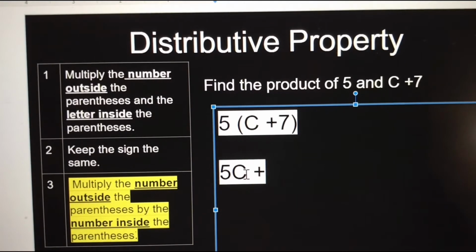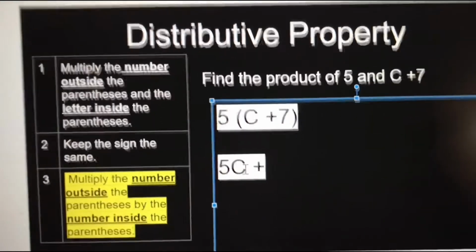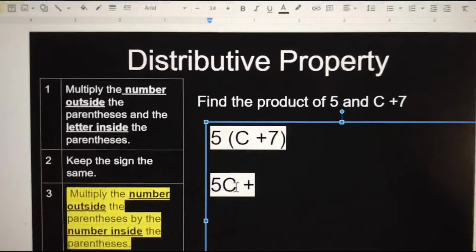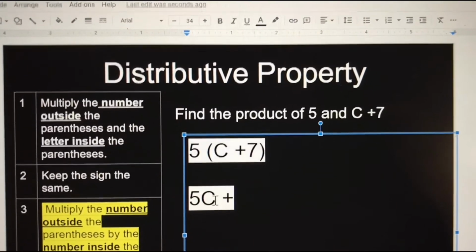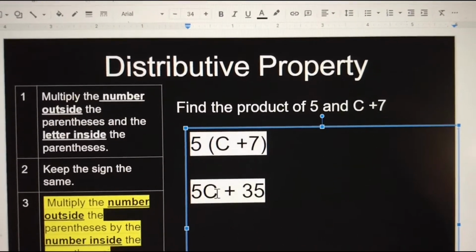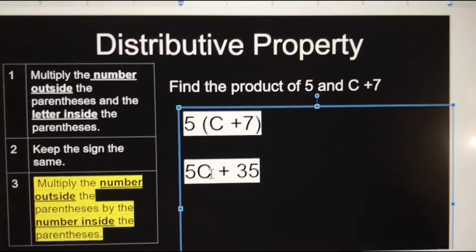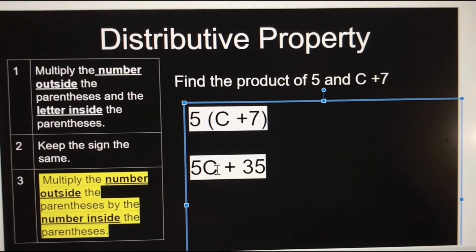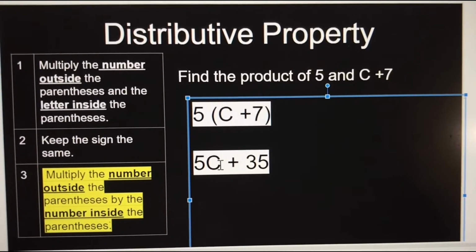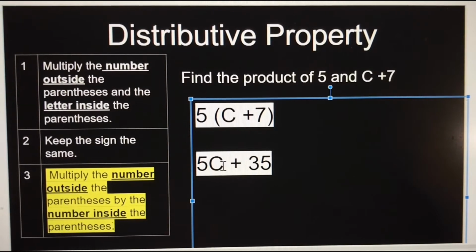So the very last step is we have to multiply 5 times 7. 5 times 7 is 35. And we have our final answer. The product of 5 and c plus 7 equals 5c plus 35.